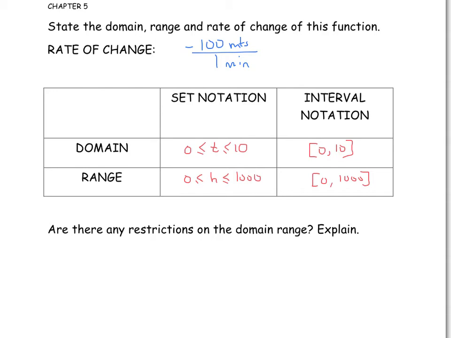So are there any restrictions on the domain and range? Explain. So the idea is, for the domain, the values of t, time cannot be negative. So t cannot be negative. If we went back, you would have to consider time starting earlier. So t cannot be negative, and we're going to stop counting after the 10 minutes when it landed. So that's the restrictions on the domain.